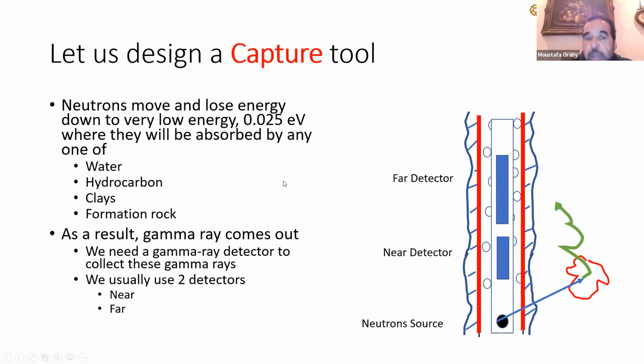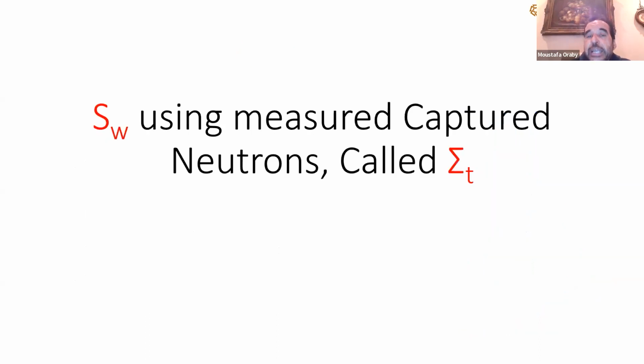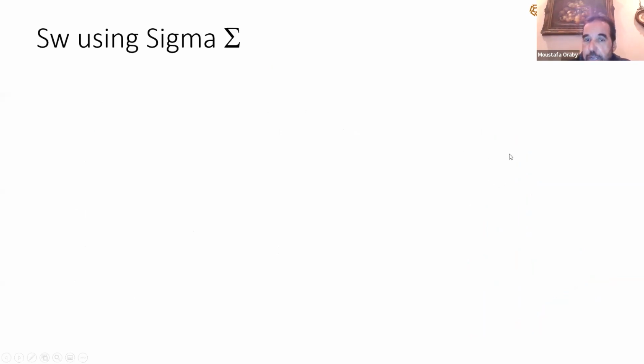From these two, I can find out what we call the capture, okay? The measurement of the captured neutron, which we call sigma total. Sigma denotes or reflects the capture ability of a formation with all the components of the formation. So sigma T, or sigma total, is the total capture ability of the formation for neutrons. Okay, so how do we calculate water saturation from capture sigma?